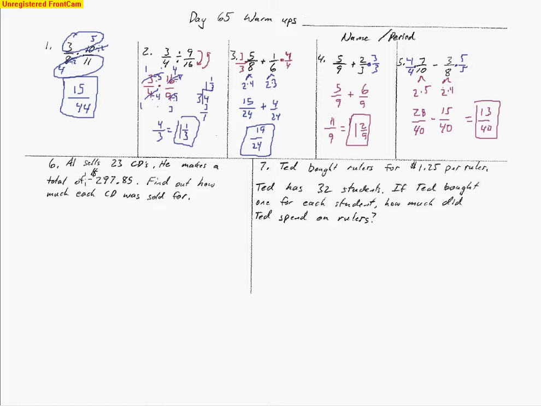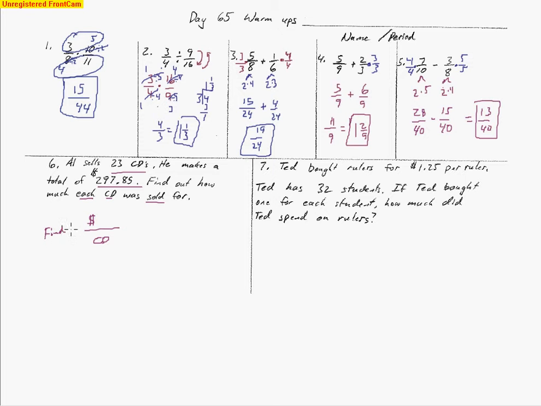Well, in the test we're also going to have a couple word problems, so let's take a look at these. It says Al sells 23 CDs. This was important. He makes a total of $297.85. Find out how much each CD sold for. So what we want to find out is the dollar per CD. This is what we want to find.